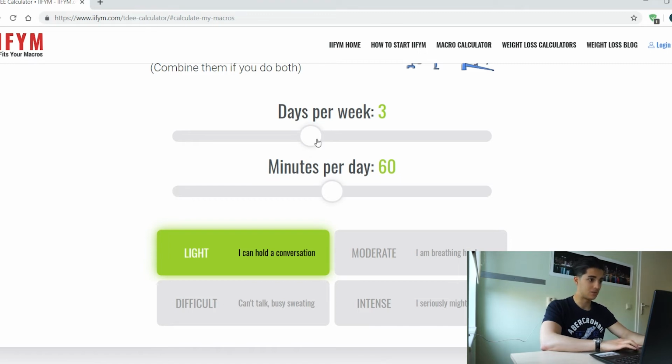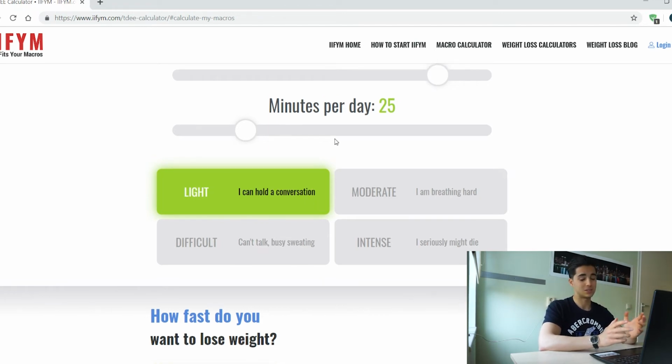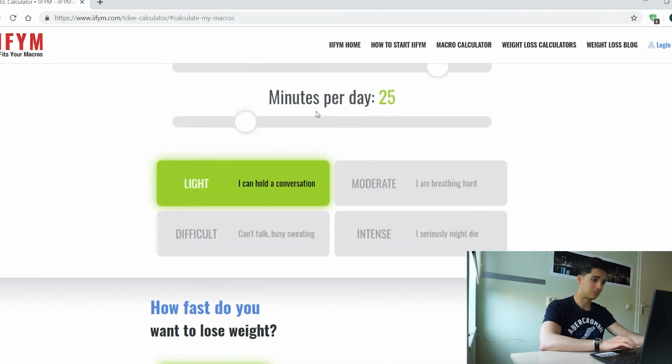So I am doing 6 times a week for 25 minutes a day. And here they're asking again, is your cardio light, moderate, difficult, or intense? If I'm going to do 6 times a week and 25 minutes of cardio a day, I will do it light, man. I will do it lightly, because I'm cutting right now. What I like to do is just go on the treadmill and do some incline walking. Yeah, and I would call that light cardio.